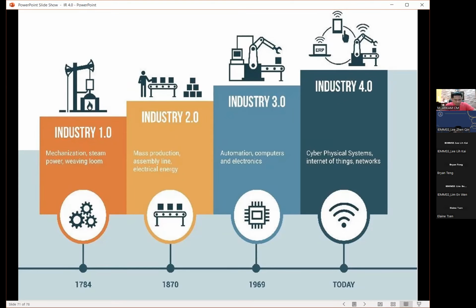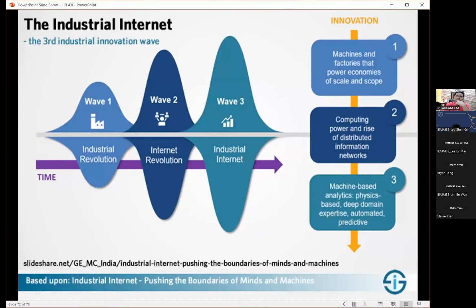Okay, as a recap, starting in 1784, we talk about Industry 1.0, 2.0, 3.0, 4.0. In the last few slides, I'm talking about what we can do as new engineers to be ready for the future. This is part of the skills that we require you to have in order to be functional in your organization in future.